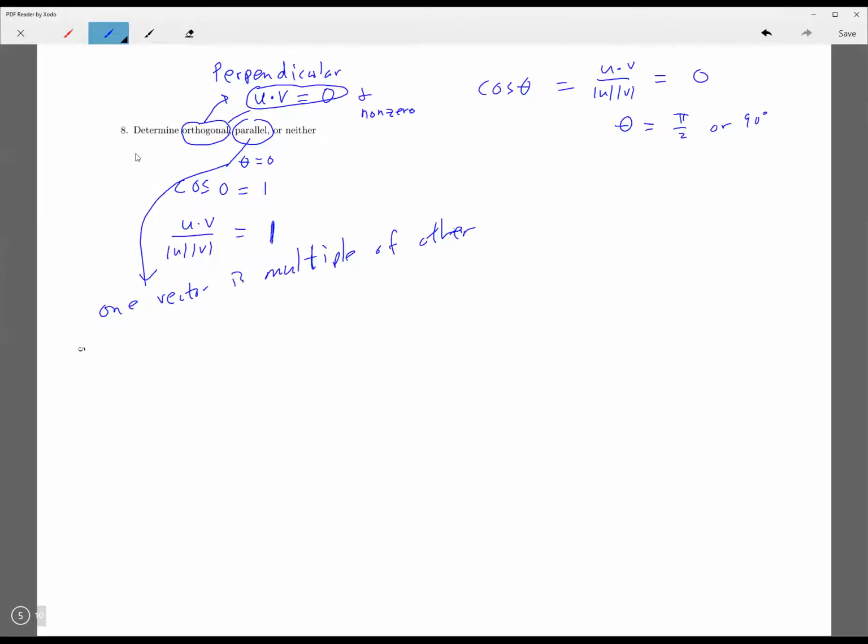Okay, so let's look at number 8. We have some examples here. So part A, we have the two vectors 9, 6 and -4, 6. Okay, so are they orthogonal, parallel, or neither? So anybody want to take a guess at this?